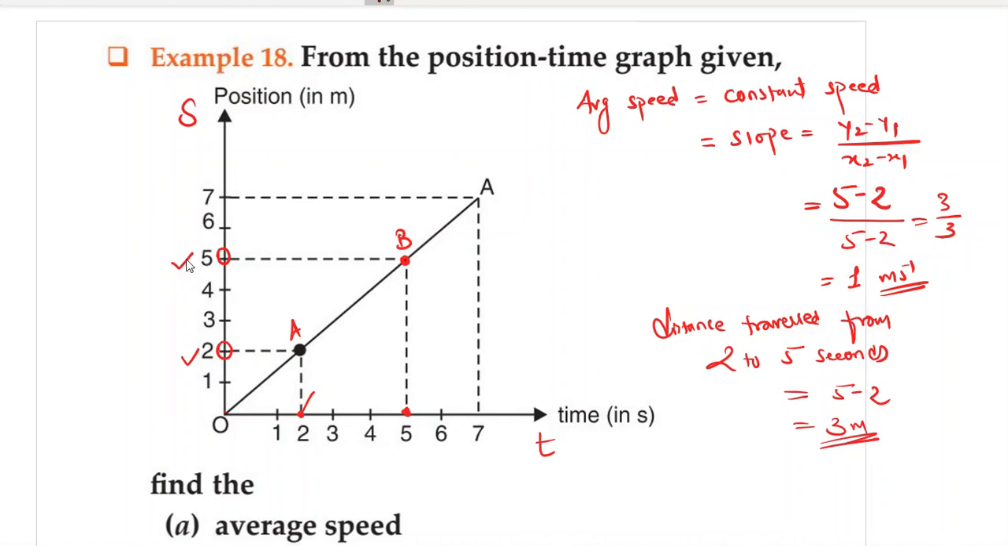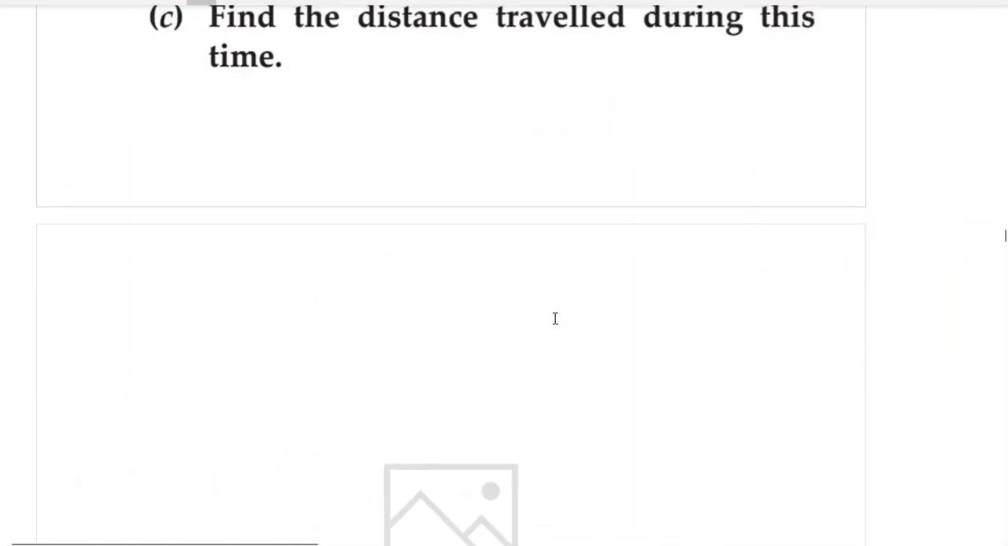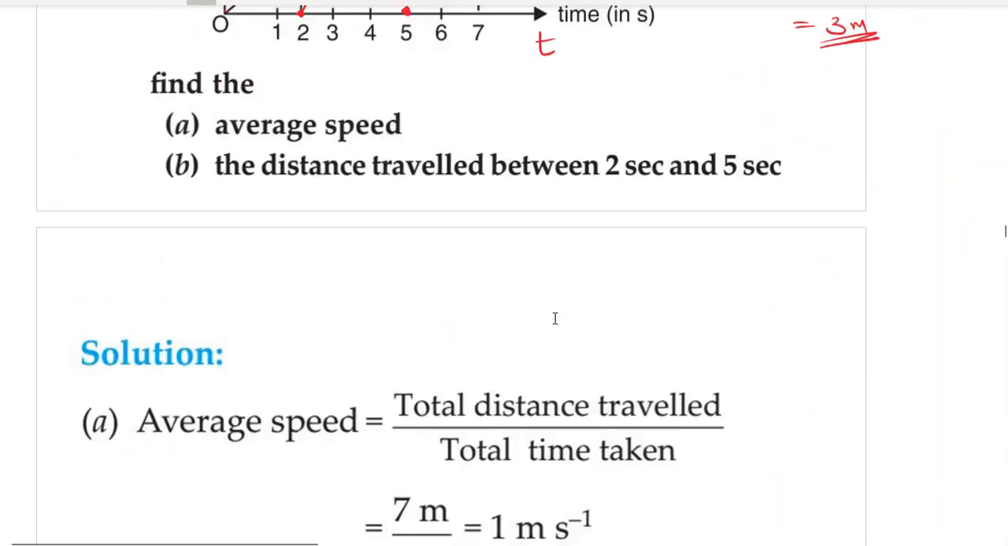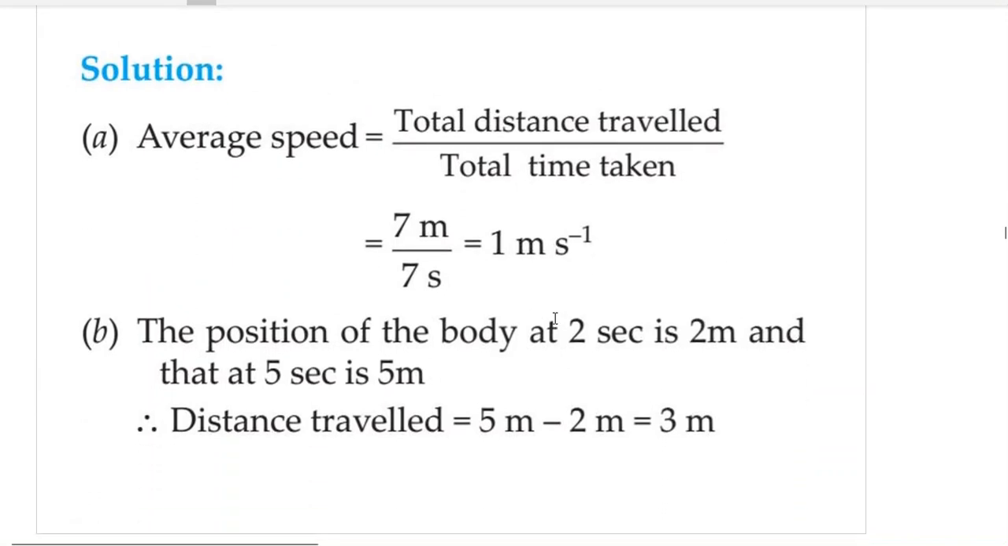At 5 seconds the body was 5 meter away from the initial position, and at 2 seconds the body was at 2 meter away from the initial position. So what happened during this time? The body moved from 2 meter to 5 meter, that is 3 meter distance, right? So 1 meter per second and 3 meter. Yes, here it is. Correct.